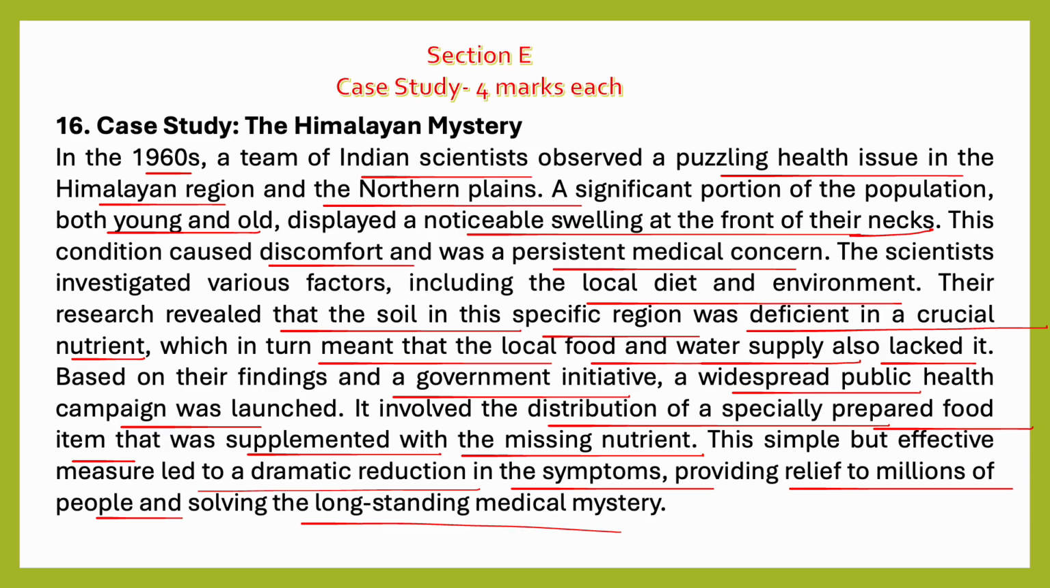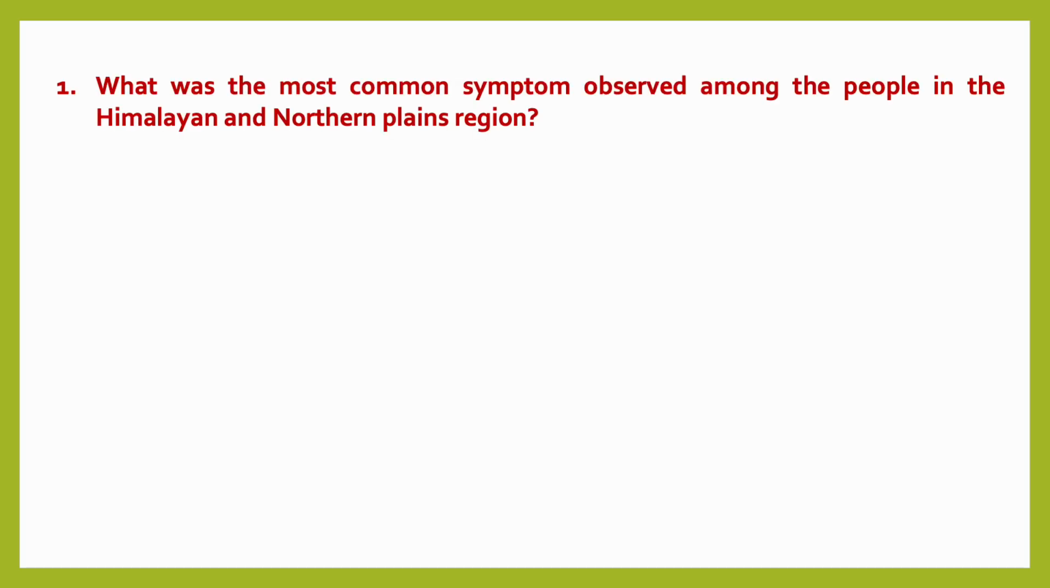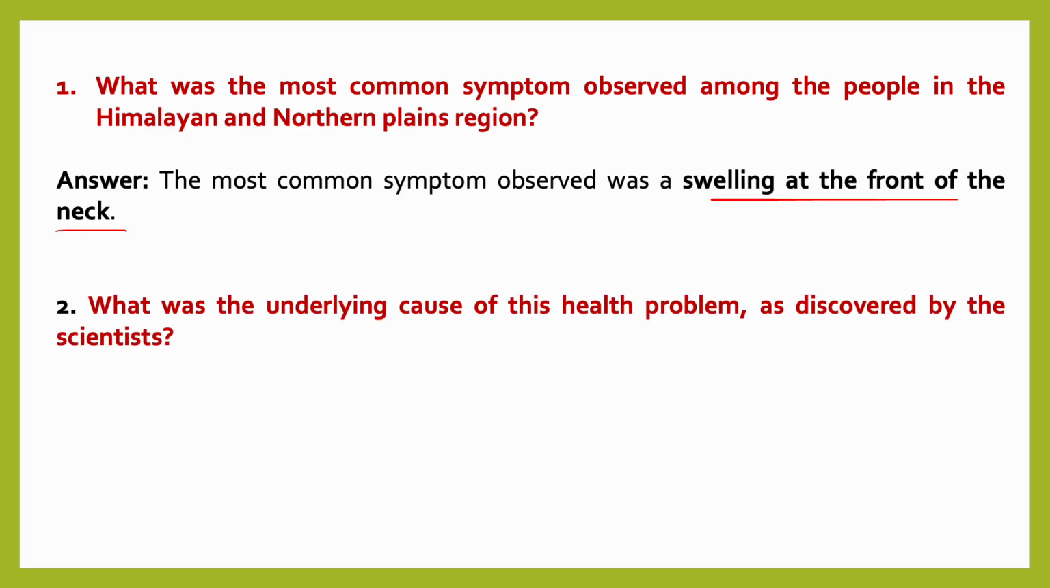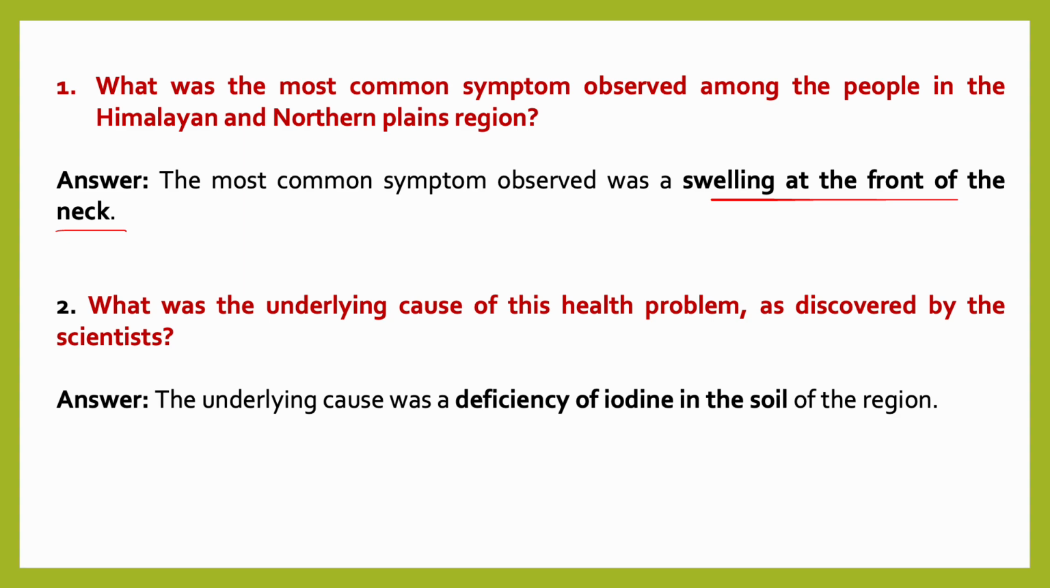Then we will see the questions. What was the most common symptom observed among the people in the Himalayan and northern plains region? The most common symptom observed was a swelling at the front of the neck. Next one, what was the underlying cause of this health problem as discovered by the scientist? The underlying cause was deficiency of iodine in the soil of the region.